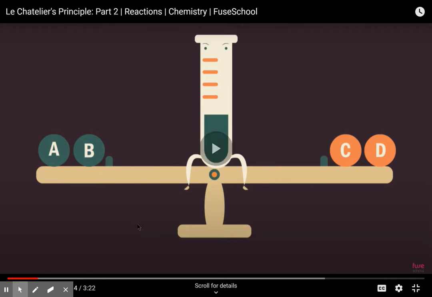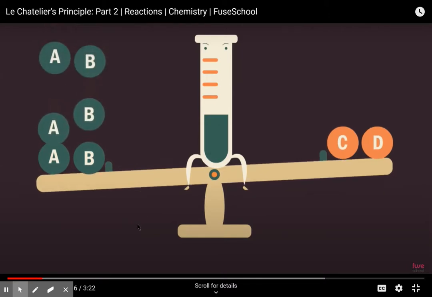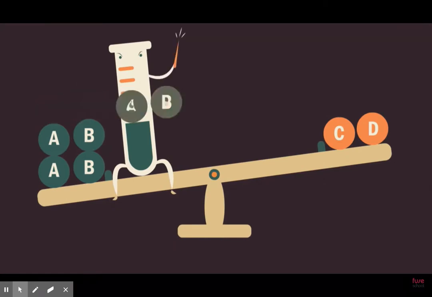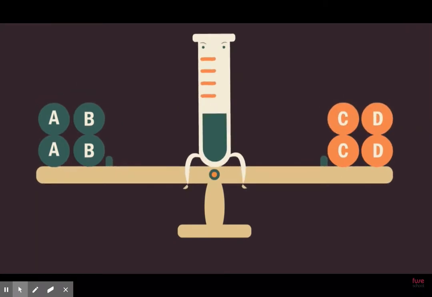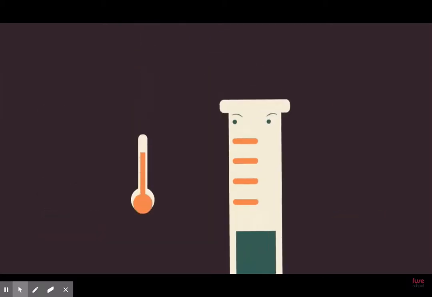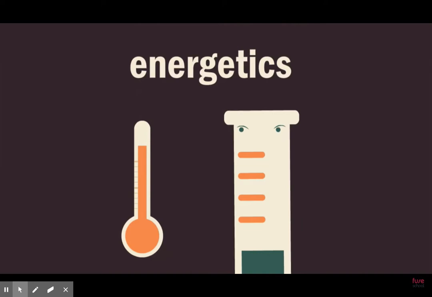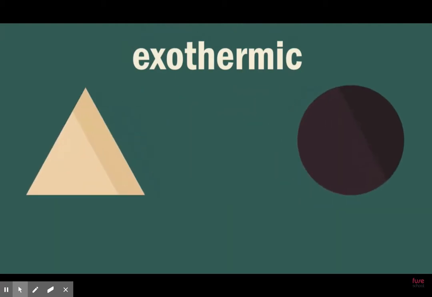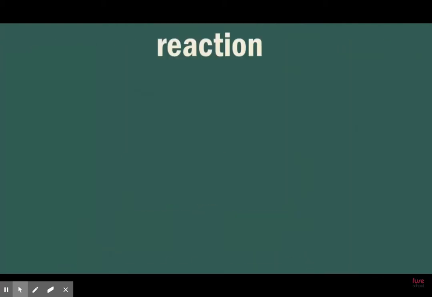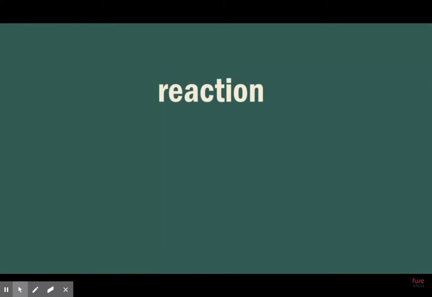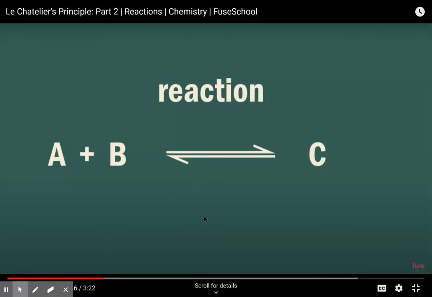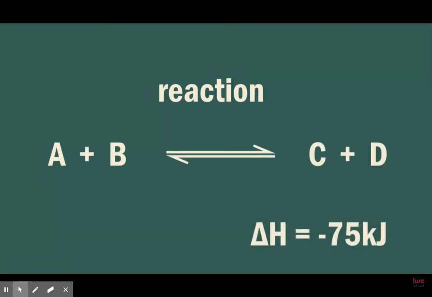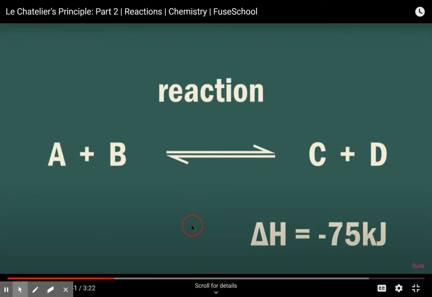Here we go. At equilibrium always works to restore equilibrium when it is stressed. To consider what happens to a system at equilibrium when temperature is changed, you must first consider the energetics of the reaction in question. If the forward reaction is exothermic, then the reverse reaction must be endothermic. Let's examine this hypothetical reaction where reactant A reacts with reactant B to produce product C and product D, with a change in heat of minus 75 kilojoules.